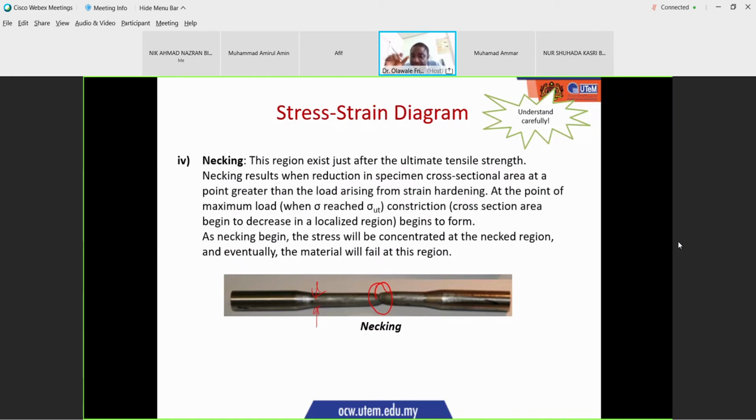And as your necking begins, the stress will be concentrated at the point of the necking, at the neck region. Thereby, your material will fail at that point, because it's going to dictate that this is the weak point of this material. I will concentrate on this, and your material will eventually fail at the point of necking.